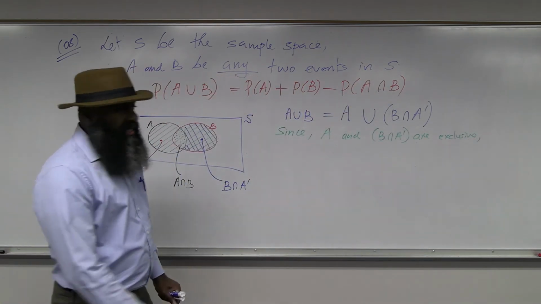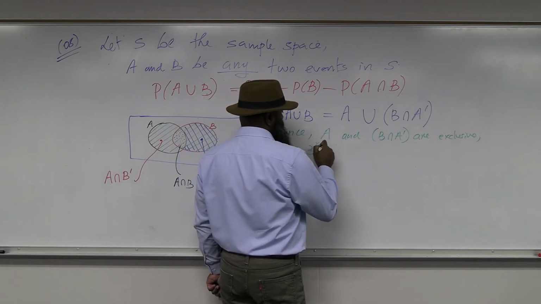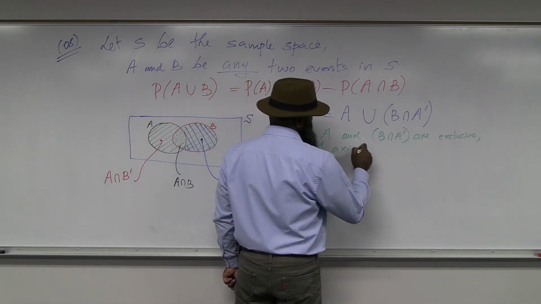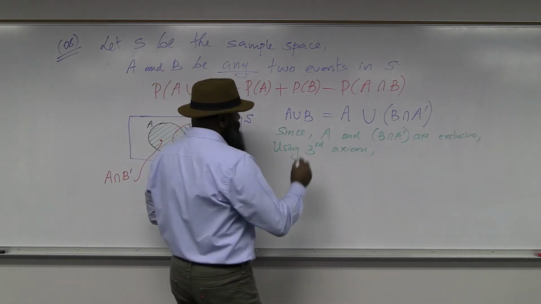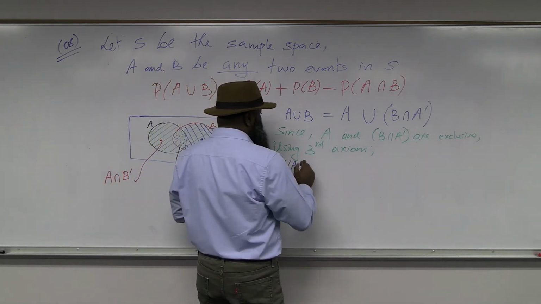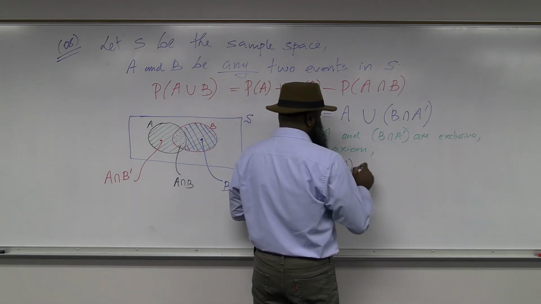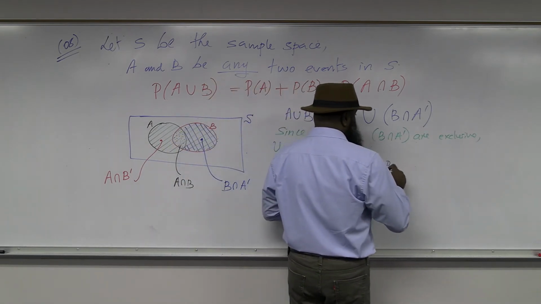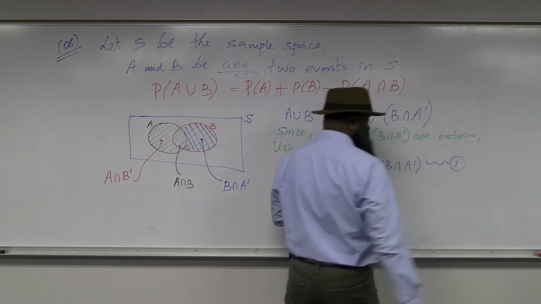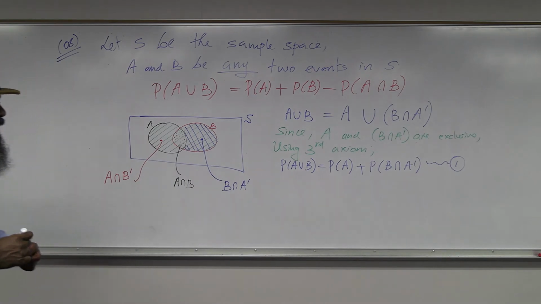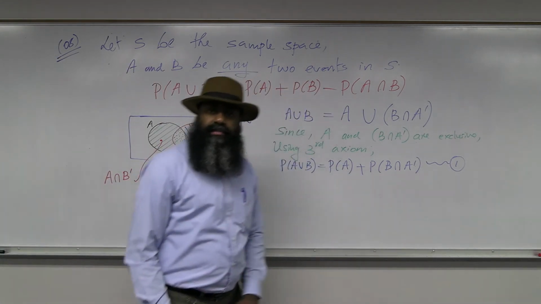Using the third basic axiom, we can write down probability of A union B equals probability of A plus probability of B intersection A prime. I will label this as number 1. Now I need a way to figure out this part.